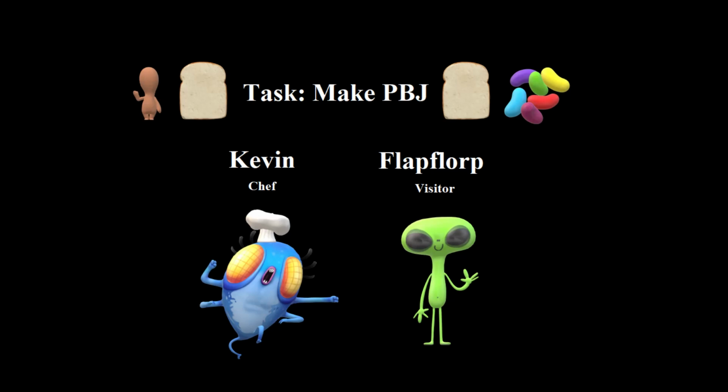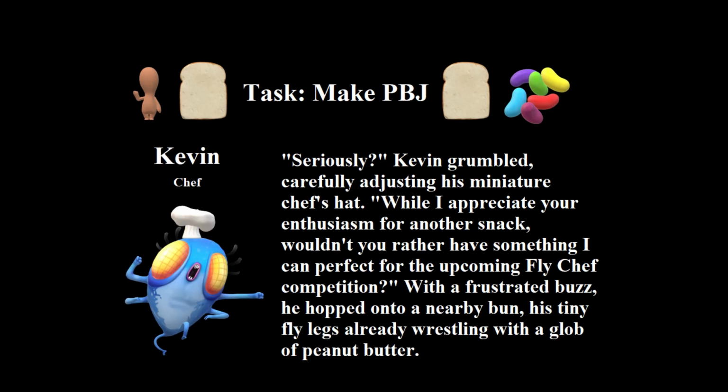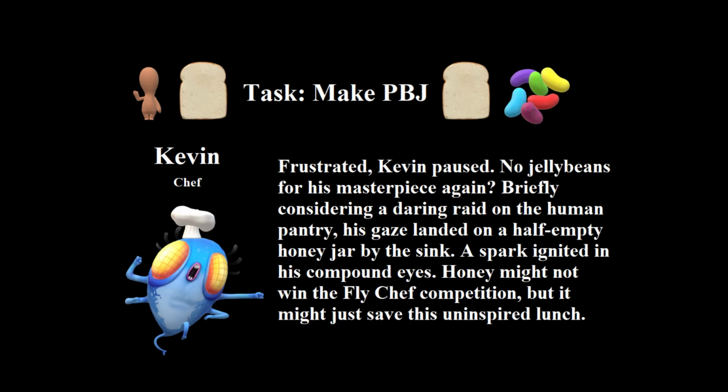Another way to look at it is if we have two friends. One is Kevin, a chef at a famous 3-star delicatessen. The other is Flatflorp, a visitor from planet Neptune. If we ask Kevin to make a peanut butter jelly bean sandwich, after deeply sighing, he would attempt to locate the needed ingredients, such as bread, peanut butter, and jelly beans. If for some reason we were out of jelly beans, he may decide to go to the store and get more, or use an alternative, like honey.